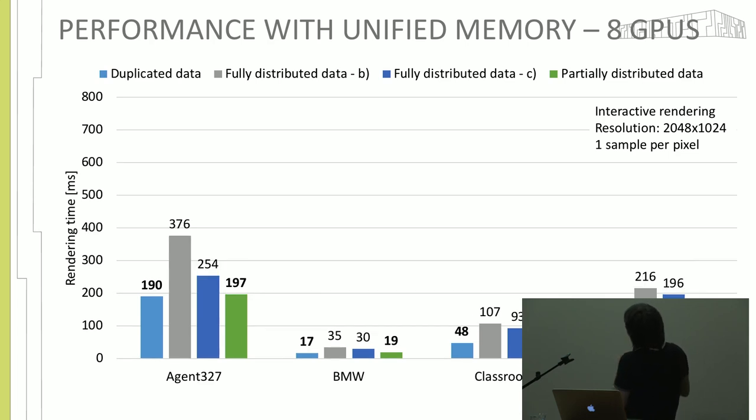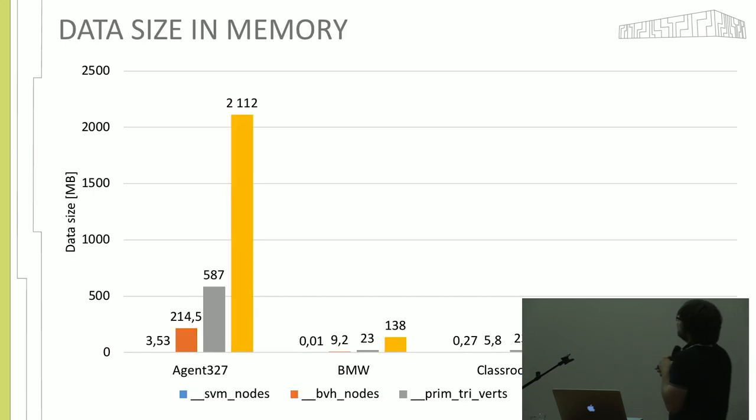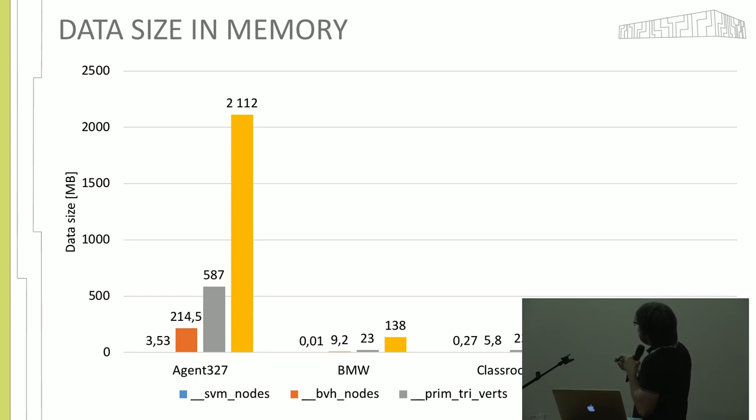eight GPUs for some of the scenes, and potentially to the 16 GPUs, where you can see that the effect is getting slightly stronger if you're going to multiple GPUs, but still we have, let's say, 15 to 20% of the performance penalty, while we are able to render up to several times larger scenes on such a system. This is just to show what's the total memory of these benchmarks and how large are the three key arrays that have been duplicated.